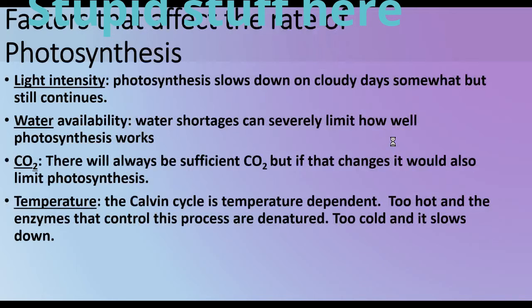So what are some things that can affect photosynthesis? Well, the amount of sunlight, obviously. The amount of water can severely limit how well photosynthesis works. There's always going to be enough CO2. But if that were to change, if you increase the amount of CO2, photosynthesis could occur faster if it had enough water and enough light. Chances are CO2 will never disappear. And if it does, that's bad. I know right now we have too much of it, but if it disappears, then photosynthesis shuts down.